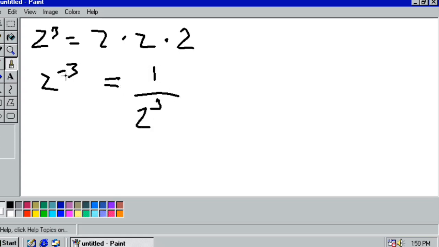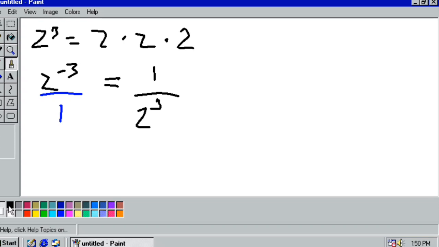So to make this positive, we need to take the reciprocal. So we are going to reverse this. So it's 1 over 2 over 2 cubed, because there's an invisible 1 there. So we have two ways to write the same thing.